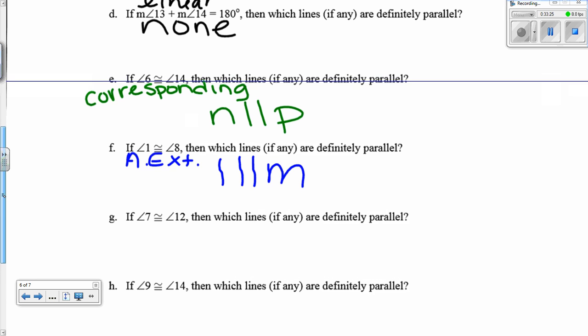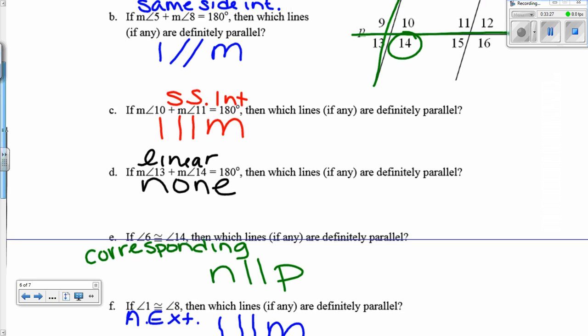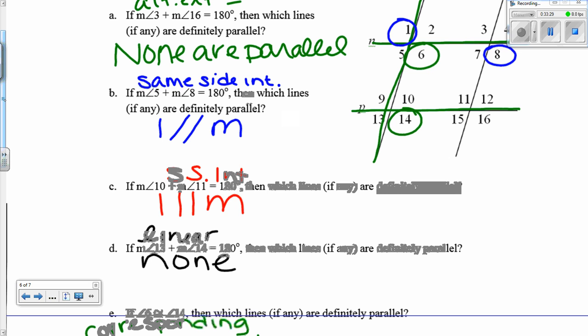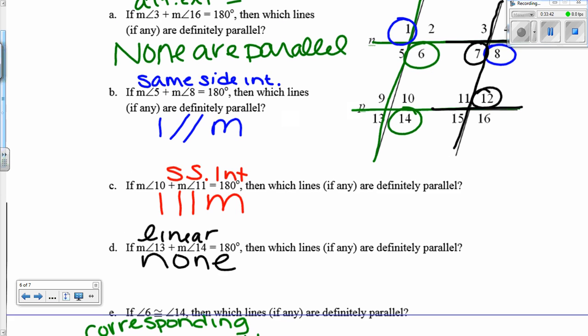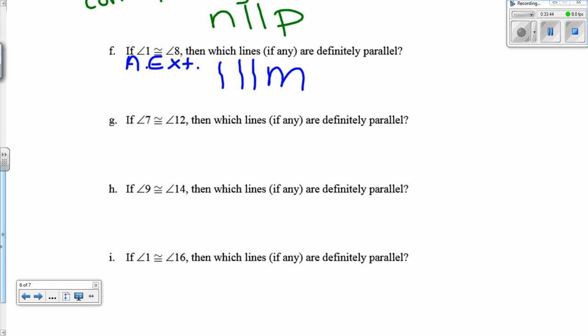G. Seven and 12. All right, well, 7 and 12, if I look at M as my transversal and N and P as my parallel lines, those are alternate interior angles. So since my alternate interior angles are congruent, my lines have to be parallel. So this tells me that N is parallel to P.